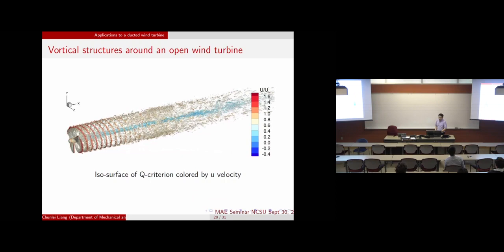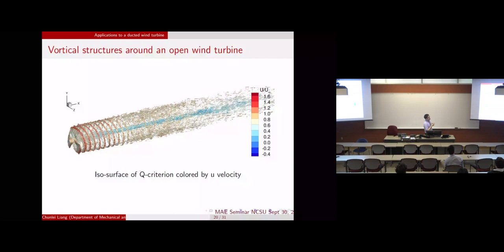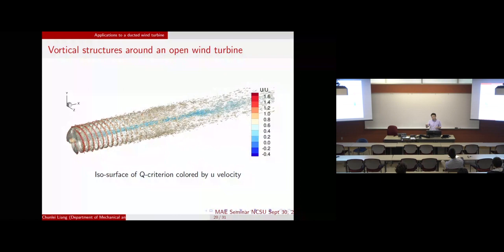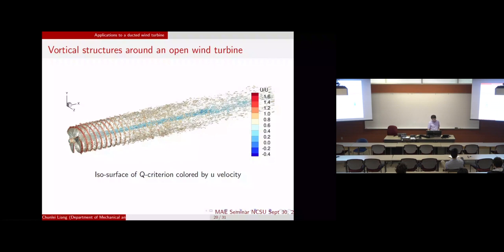So let's first look at an open rotor. The flow physics behind an open rotor is similar to a propeller, right? We have tip vortex, and since we have a hub over there to support the rotor, it will generate a hub vortex. But in general, you look at the blue region, and it's very slender. It's confined to a small volume, and then the turbulent flow structures are mostly dominated by the tip vortex over there.